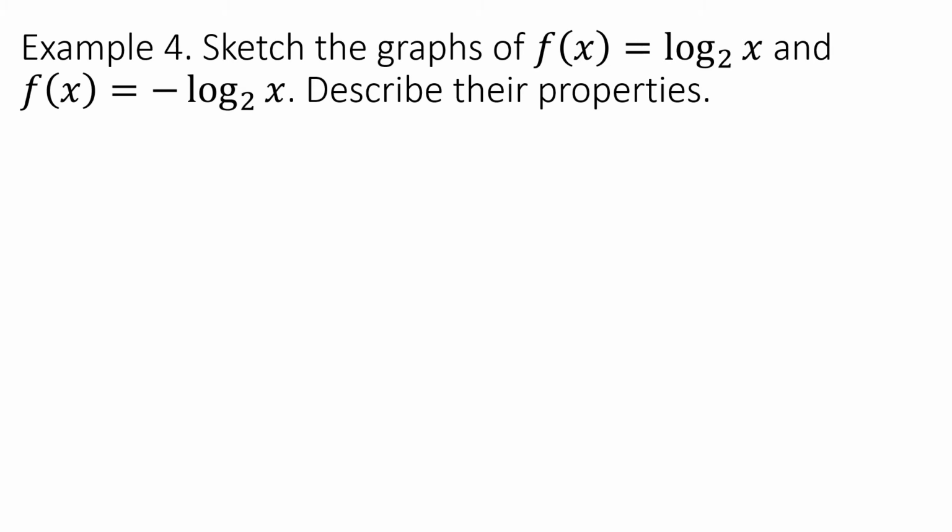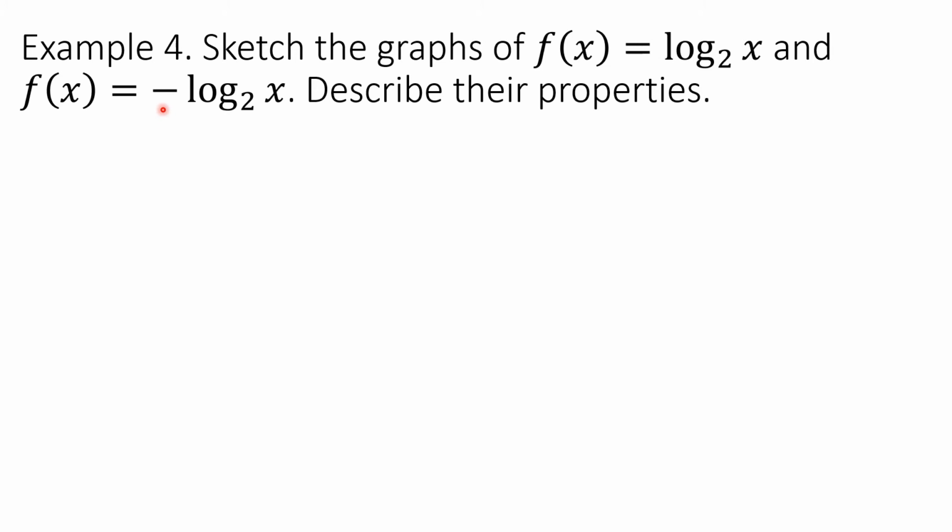Example 4. Sketch the graphs of f of x equals logarithm of x to the base 2 and f of x equals negative logarithm of x to the base 2. Describe their properties. So this time, what is different between the given graphs or given equations is the value of a. A here is positive and a here is negative.